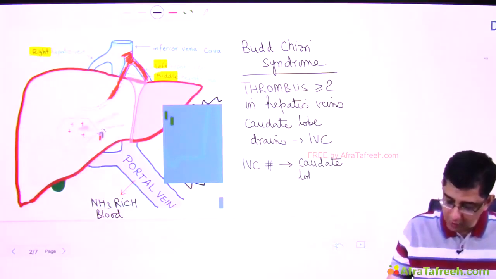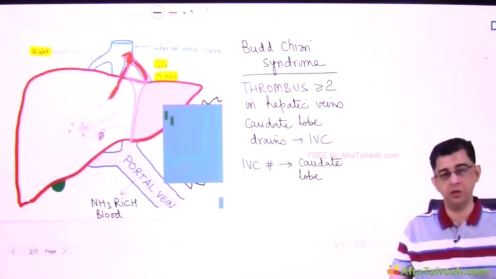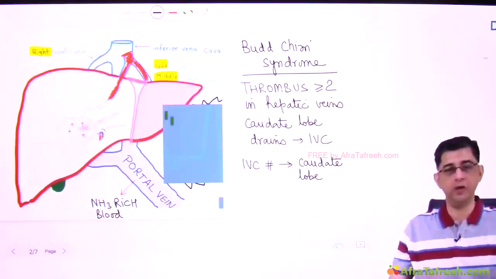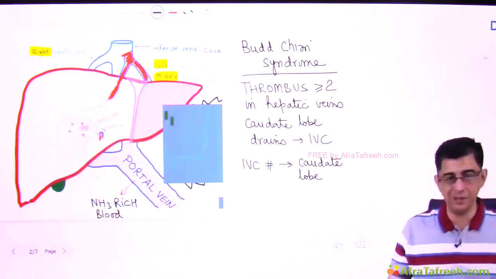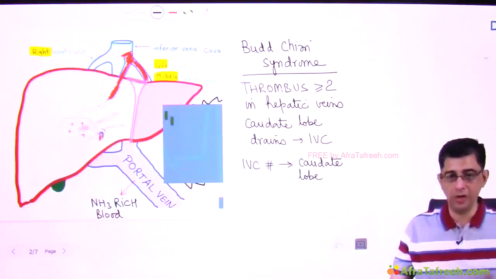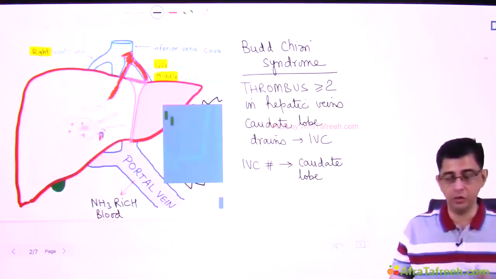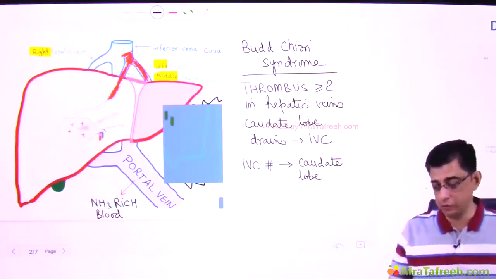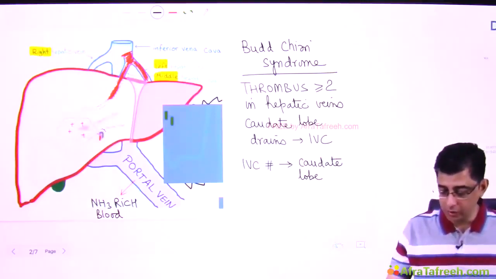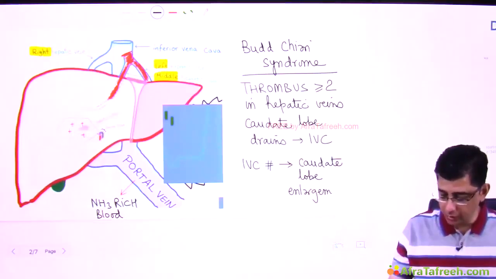So one of the early tests which can be done in the casualty: you have a patient with a right upper quadrant pain. Obviously you might think cholecystitis, cholelithiasis. You do an ultrasound in the casualty and the gallbladder is normal. There are no stones, the gallbladder wall thickness is normal, no inflammation in the wall, but what you are getting is a caudate lobe enlargement in a patient who has right upper quadrant pain.